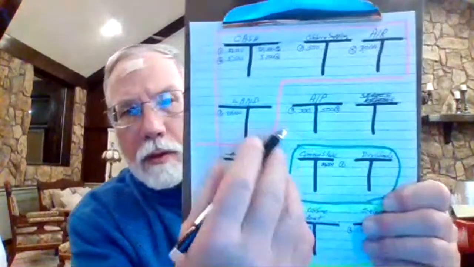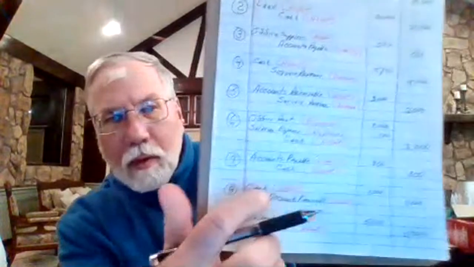Transaction 7, we paid $300 towards the balance we owed to the office supply store. So that's going to reduce our liability, accounts payable, by $300. It's a credit. Hope you're not getting dizzy.